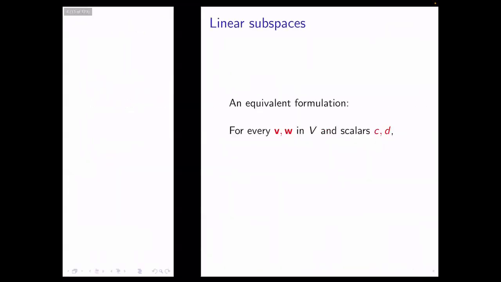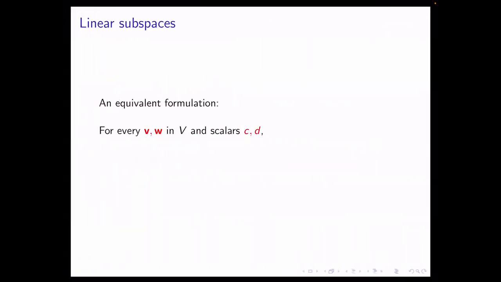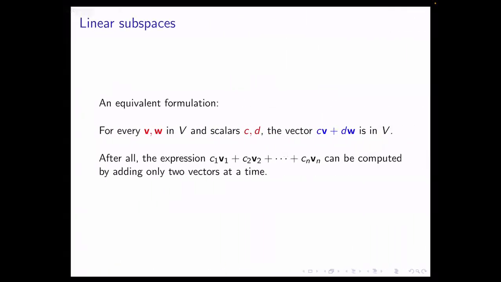An equivalent formulation: for every two vectors v and w in V, and scalars c and d, the vector cv plus dw is inside V. After all, the expression c1 v1 plus c2 v2 plus etc. plus cn vn can be computed by adding only two vectors at a time.